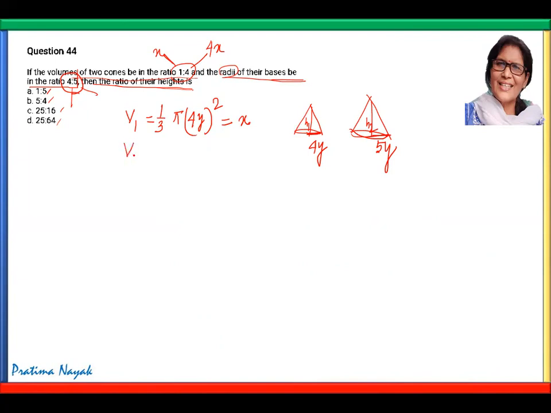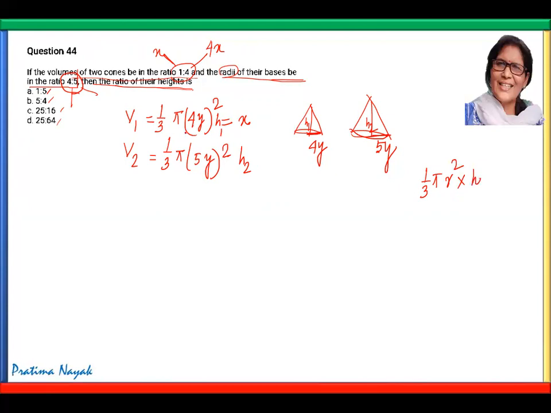Now coming to the second one. Second volume is 1 by 3 pi... Oh, it's okay, I've made a mistake. I have not taken height. Here it will be r square, so 5y square into height 2. What I'm applying is 1 by 3 pi r square into h.